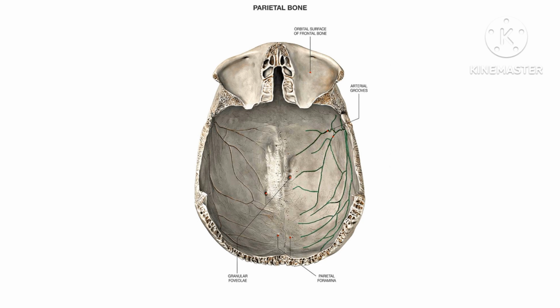Granular foveolae. These are small pits or depressions scattered along the internal surface, especially near the sagittal suture. They house arachnoid granulations, which are involved in the absorption of cerebrospinal fluid, CSF, into the venous system. Parietal foramen. Near the sagittal border, some parietal bones may have small openings called parietal foramina. These foramina allow emissary veins to pass through, connecting the venous sinuses inside the cranium with external veins of the scalp.